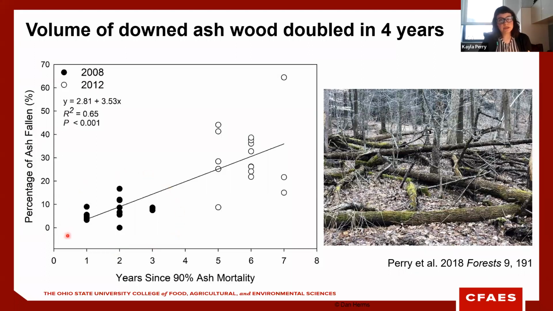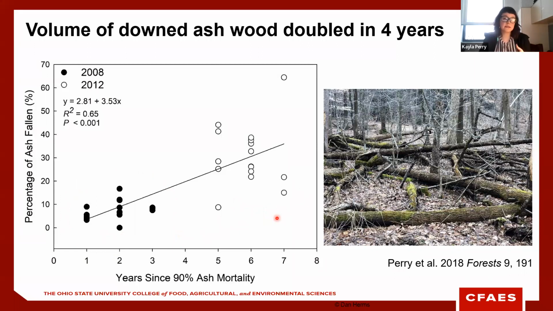Okay. And then we did this work in some Michigan state forests and parks, and we surveyed the percentage of fallen ash in 2008, which is shown here in the black circles. And then we went back to these same plots in 2012 and resampled the amount of fallen ash. So we've got 2 time points here. And essentially what we found was that the volume of downed ash in the forest doubled in about 4 years. And so this is fairly quickly.